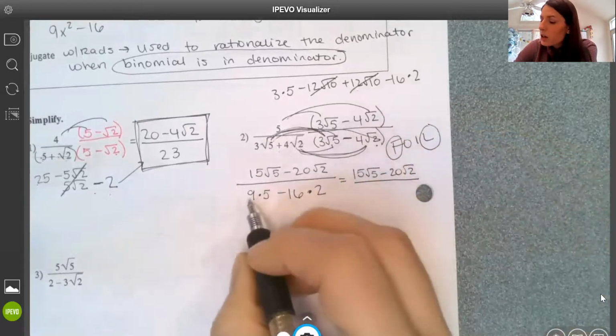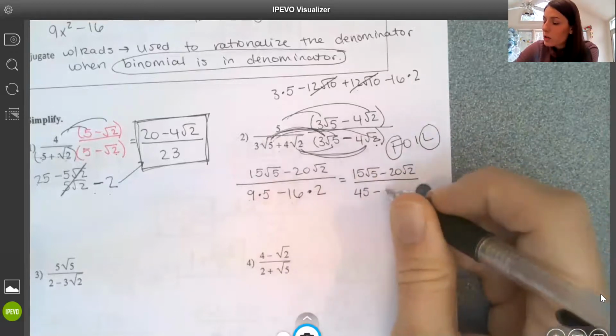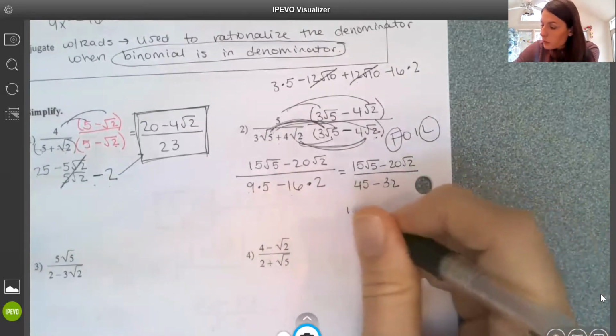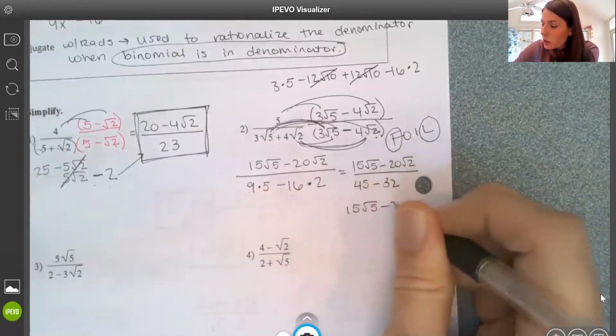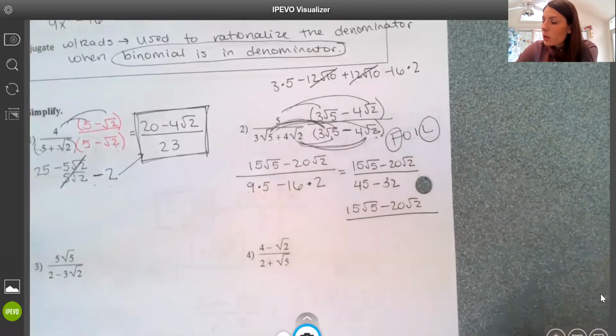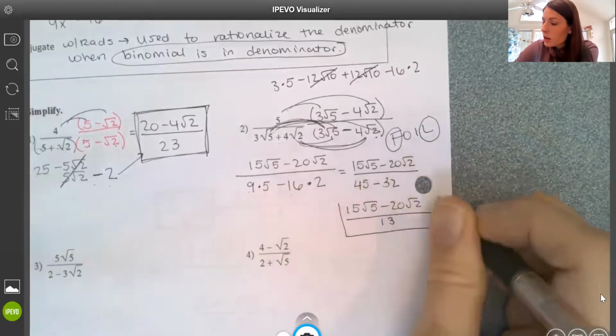And the denominator, 9 times 5 gives me 45. 16 times 2 giving me 32. So now I just have to subtract that. 15 rad 5 minus 20 rad 2 over 13. There's my answer.